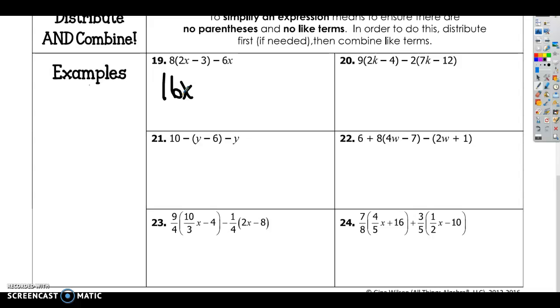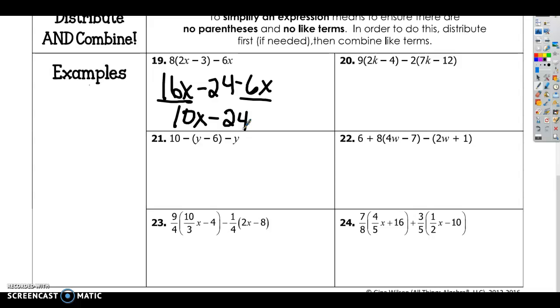All right, so 8 times 2x is 16x, and 8 times -3 is -24. I'm going to bring down the -6x, and then I notice that both of these have an x, so I'm going to combine those. 16 minus 6 is 10x. Bring down the -24. I can't combine it because it doesn't have an x on it.